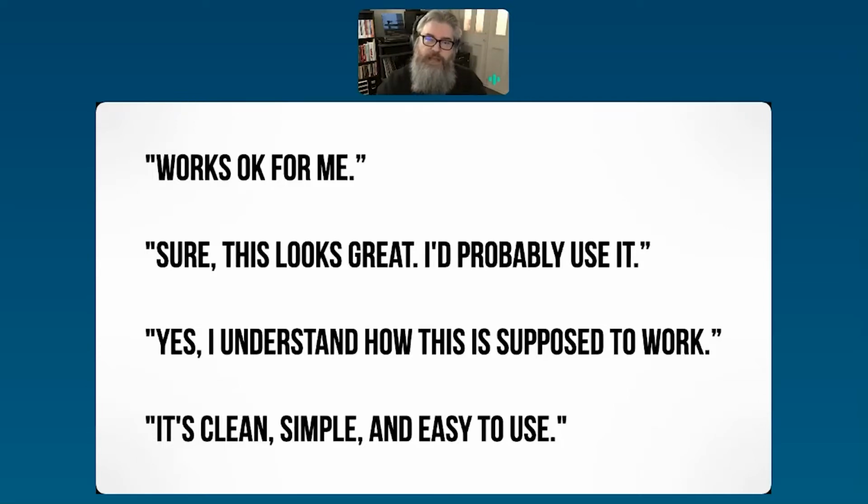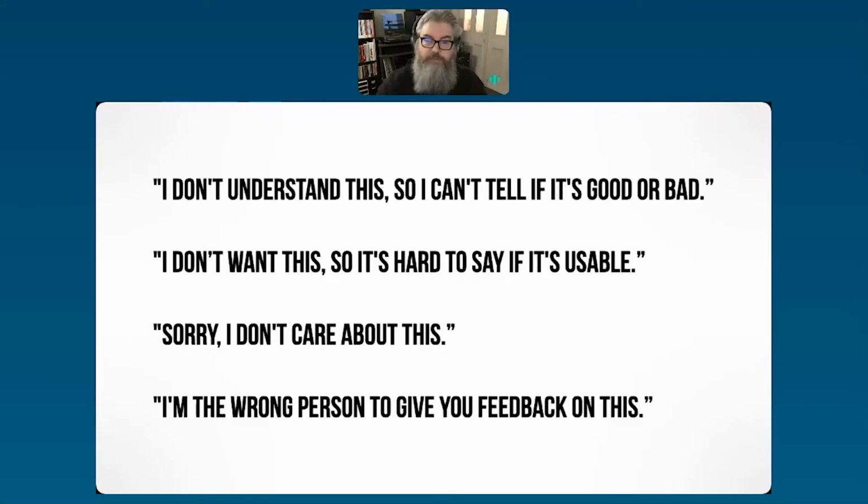So they fall back on feedback like this. Why? Well, because honest feedback is sometimes harder to give in a session because it takes someone very comfortable to say things like, I don't understand this. I can't tell if it's good or bad. Or I don't want this, so it's hard to say it's usable. Or even to say, sorry, I don't care about this. And the one that I don't think we hear ever at all, I actually heard this somewhat from one person where they said, I'm the wrong person to give you feedback on this.